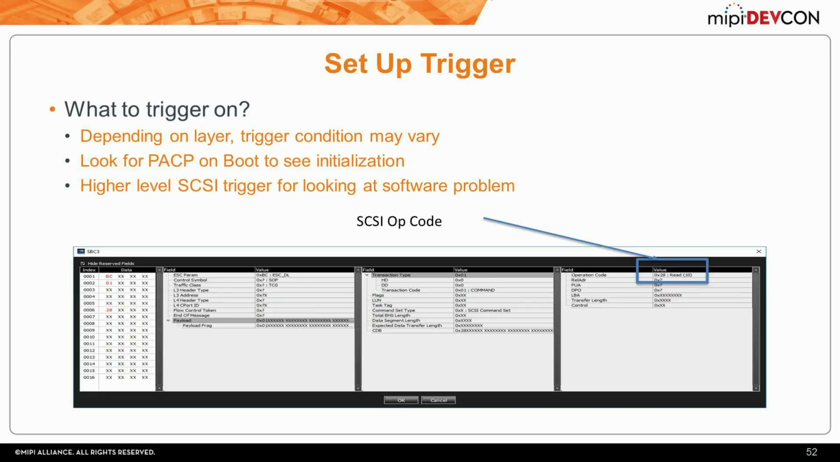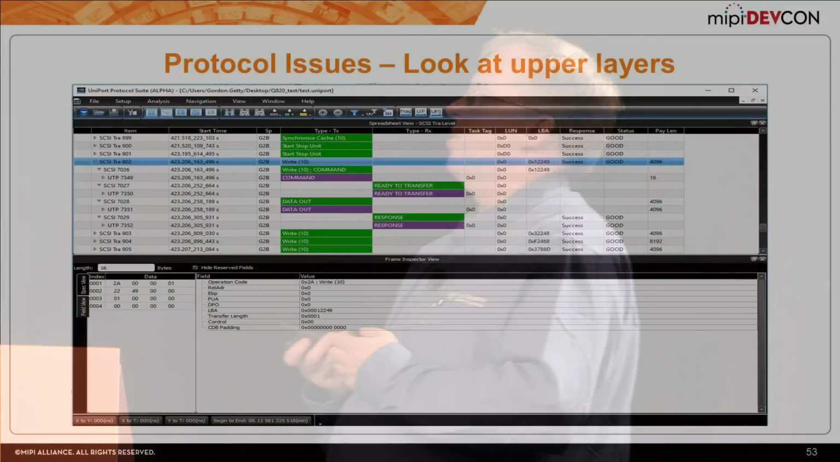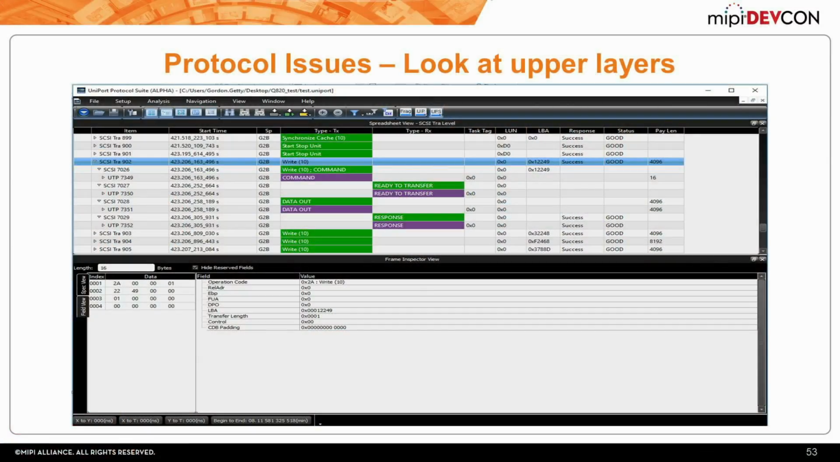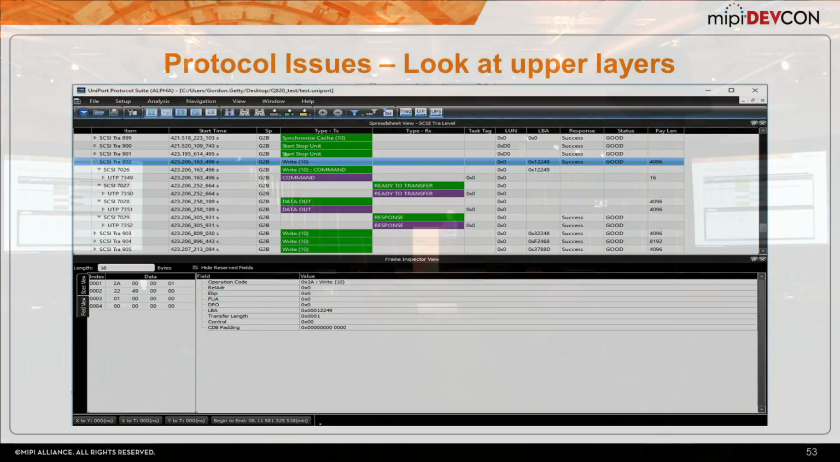So what would you trigger on? It depends what you're trying to look for. For example, if it's not performing the way you would expect it to, the trigger condition could be to look for a PACP power mode change, and see if it's requesting to go to the higher power state. It may be that you're looking for a software problem where you're looking for a SCSI command to happen, so that may be your trigger. So if it's a protocol issue, you need to look at the upper layers. Electrical could be fine, everything works, but then you get this strange behavior in software. So you may want to use a SCSI type trigger to look for a certain command.